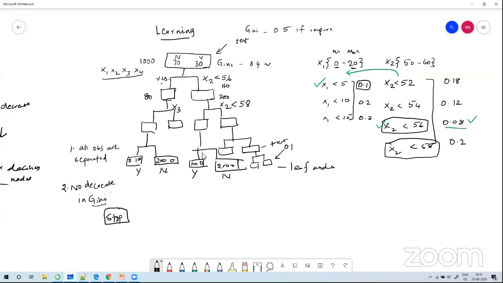Next, x3 less than 10. Let's say this is the next condition. If it is true, this side. If it is false, this side. And finally, it reaches a stage where it lands in one of the leaf nodes. Let's say it landed in this leaf node, and in this leaf node, the majority of the observations belong to the S category. So we predict this observation should also belong to the S category, right? That's how a decision tree works.